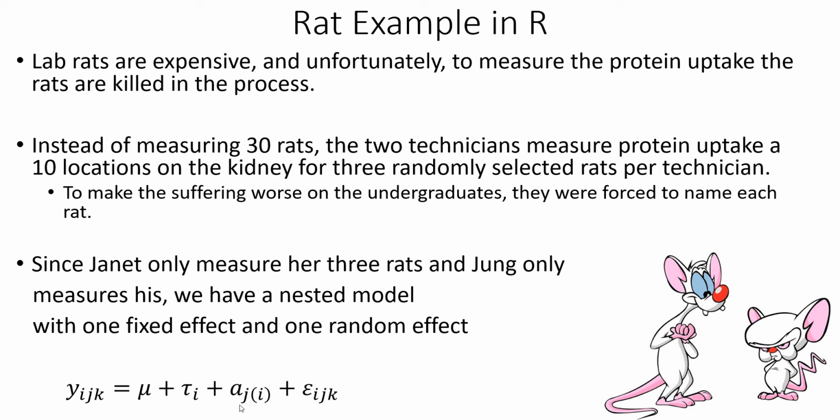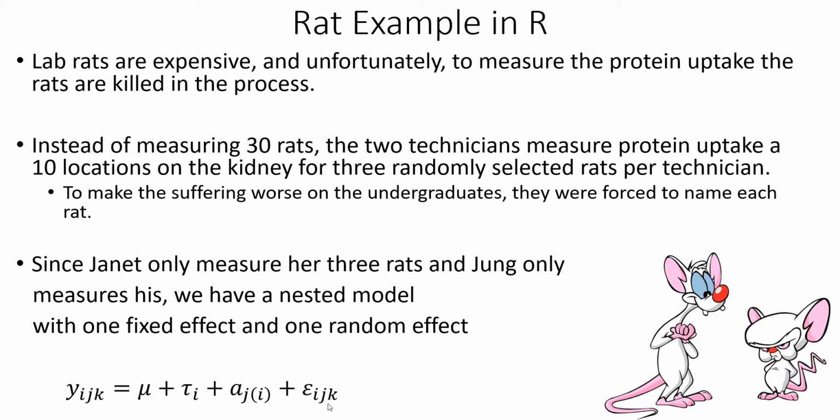So this is the jth rat nested inside of the ith technician. That way we don't get it confused, because the second rat for Jung is different than the second rat for Janet. They're not the same rats. So we want to indicate that using this notation.